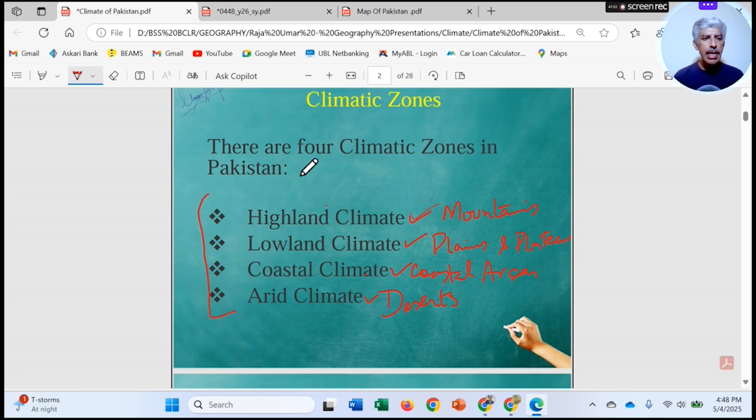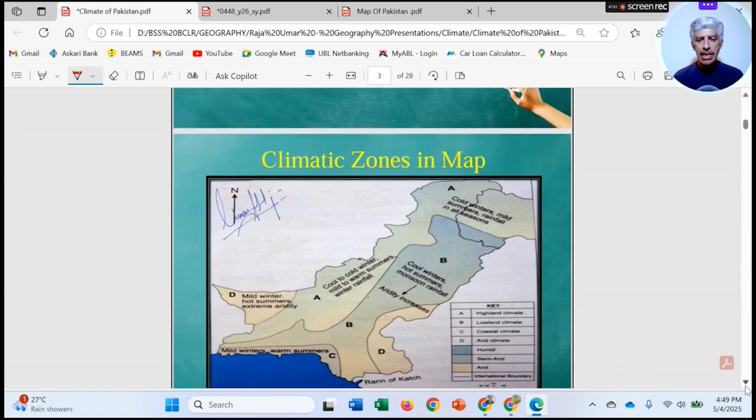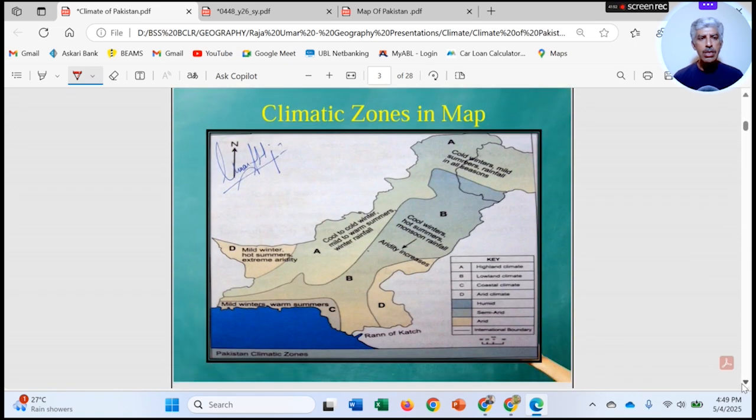As we have studied things in topography, now we are going to apply it to the climate, right? In what sort of topographical features, what sort of climatic conditions are prevailing. This is what we are going to discuss now. Here is a very good map given in your textbook as well, showing the climatic zones in Pakistan. You can see A, B, C and D mentioned. A, B, C down over here, and D given in two different regions.